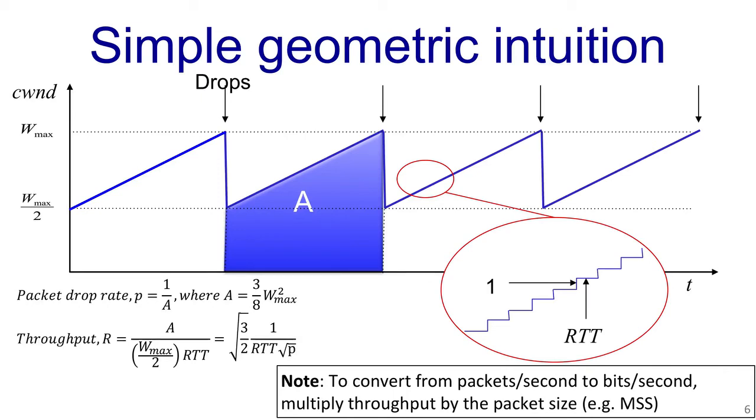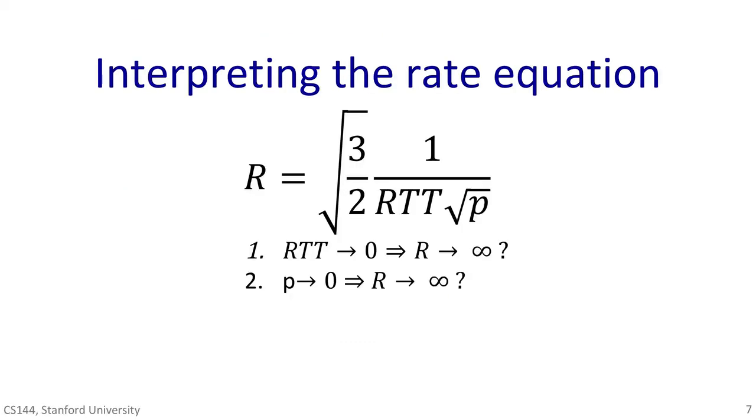The second observation that we can make is that we know the relationship between area A and the packet drop probability. This is because exactly 1 packet is dropped every time we send A packets. In other words, P equals 1 over A. We're now ready to derive the throughput as a function of RTT and P. In practice, we don't know what Wmax is, but because we know A is a function of P, we can substitute P into the equation, and we end up with a rate equation that looks like this. Throughput equals the square root of 3 over 2 divided by RTT times the square root of P.